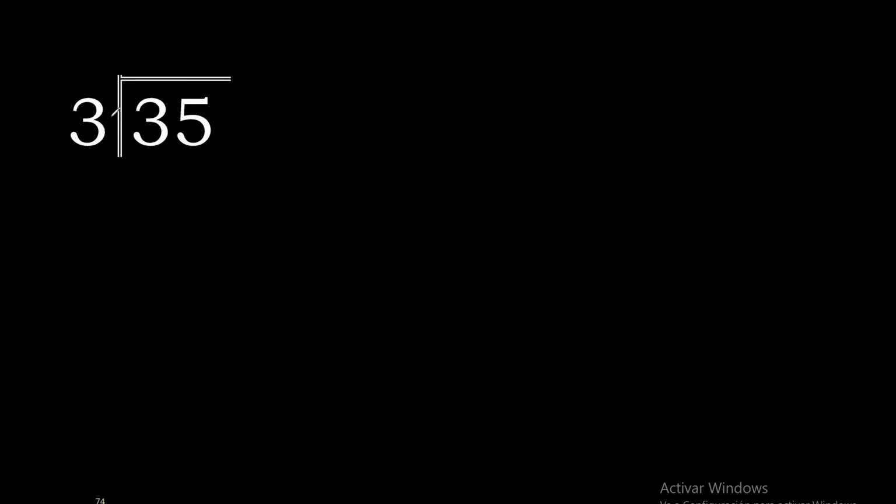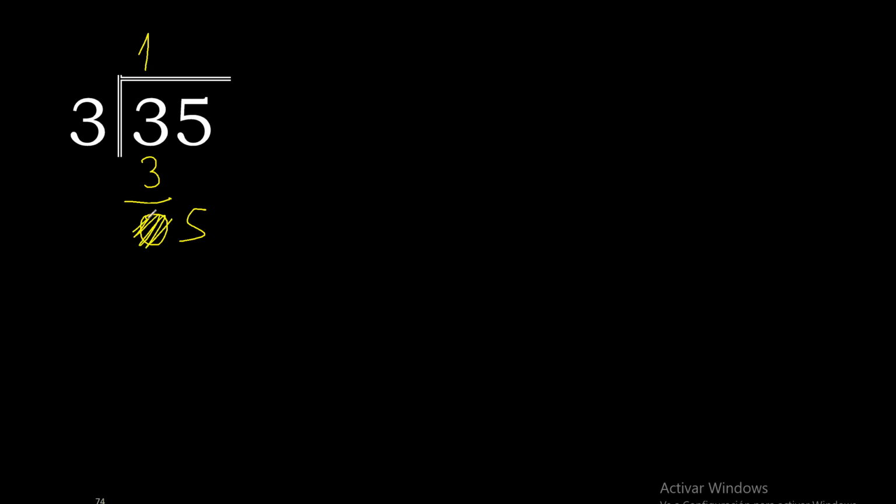35 divided by 3. 3 is not less than 3, therefore with 3. 3 multiplied by 2 is 6, excessive. Multiplied by 1 is 3. 3 is the closest. 3 minus 3 is 0.